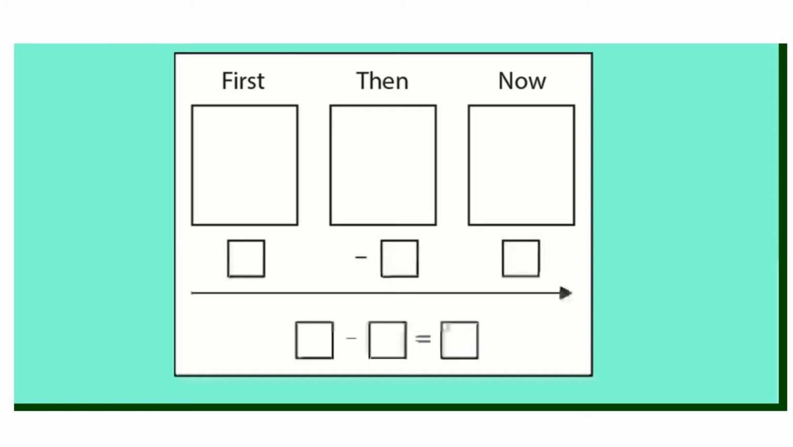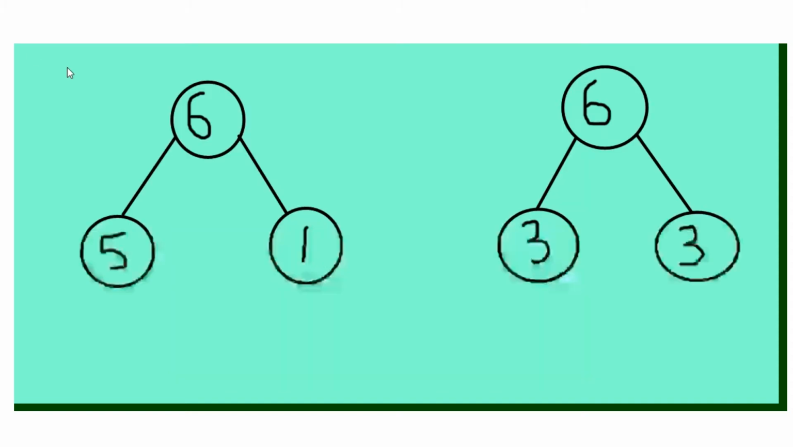So here we have our first, then and now. And today we're going to be thinking about taking away. Okay, so we're going to do a first, then and now again, but taking away. So let's jump back to our cherry diagram. So I'm going to look at this one first. My whole has been 6 and parts as 5 and 1.